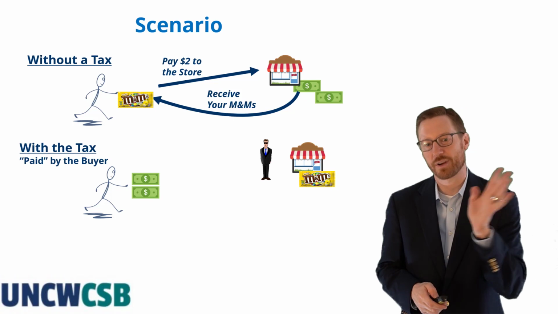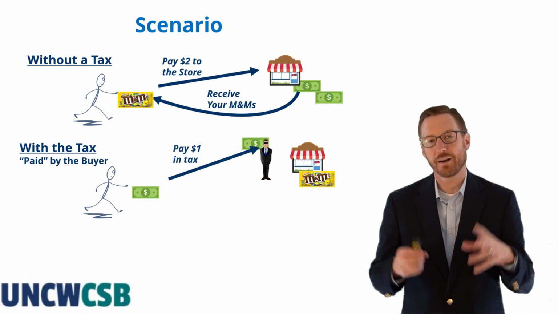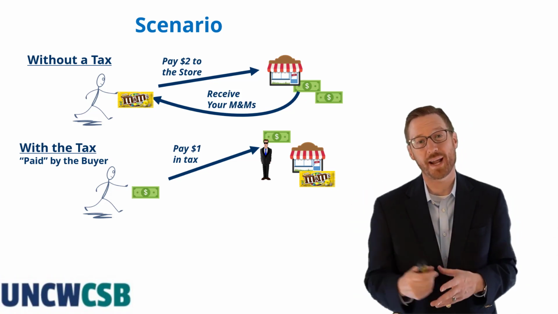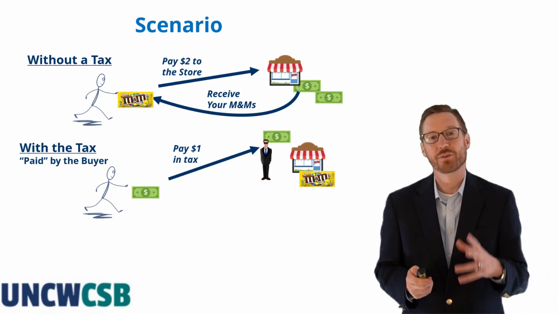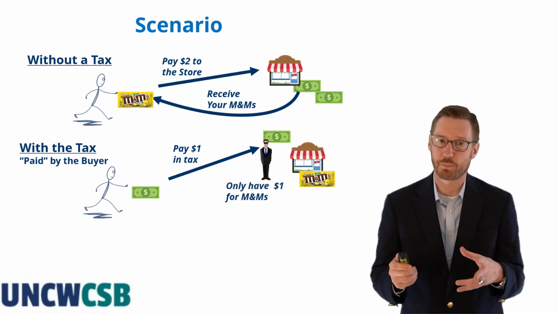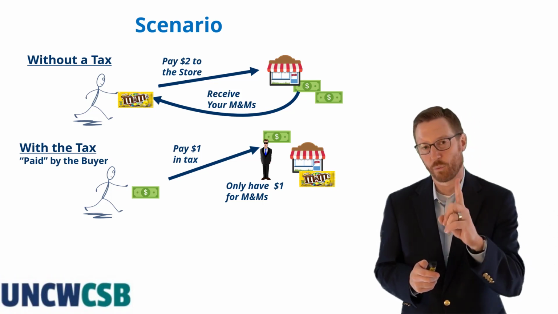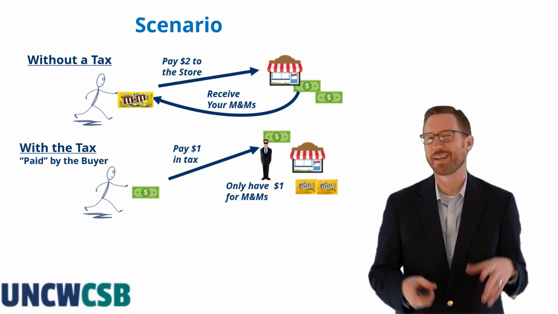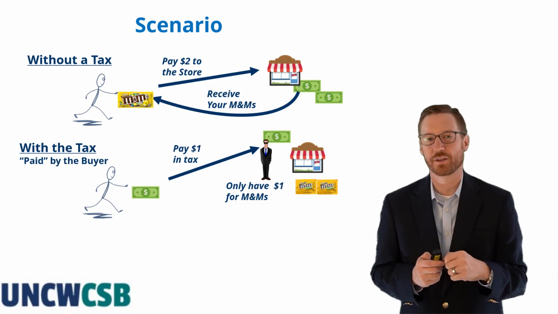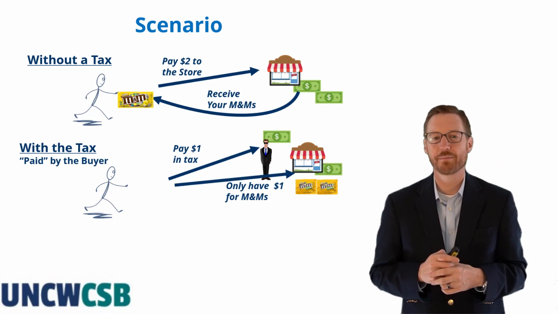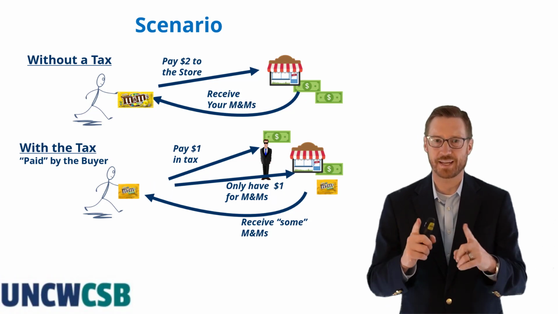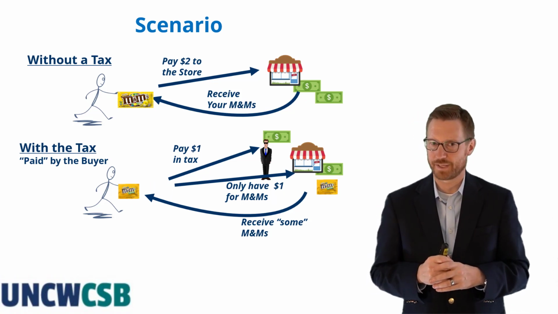So you've got your $2, you're headed to the store to buy M&Ms, and of those $2, $1 goes to this tax collector. That means you've only got $1 that you can spend on M&Ms. So you can't buy the full package of M&Ms. Now you're going to have to buy a smaller package. You've got $1 for M&Ms, which means you can buy like half the amount of M&Ms that you were buying before. So you pay $1 to the government, you pay the other $1 for M&Ms, and you get some M&Ms, but not as many as before. That's the idea of inefficiency of taxes.